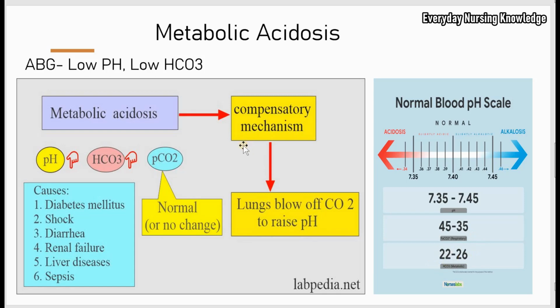Now our body has a compensatory mechanism which helps to bring back the pH to normal by blowing the carbon dioxide out. So you will see an increase in the rate and the depth of respiration. What happens when the rate and depth of respiration increases? Blows off, removes carbon dioxide. When carbon dioxide is removed, remember the hydrogen ion concentration decreases and helps to bring up the blood pH.